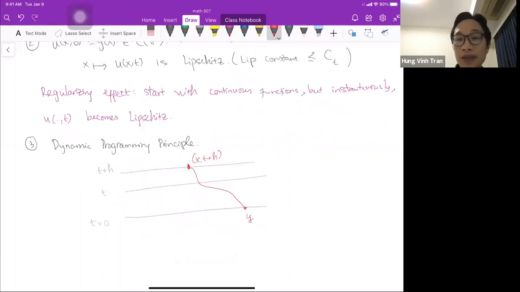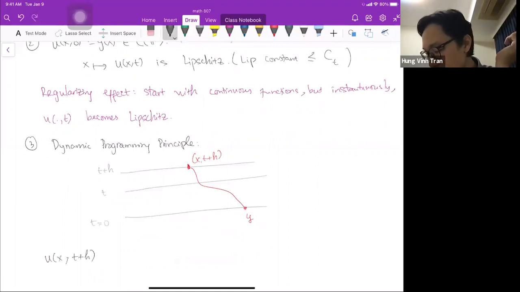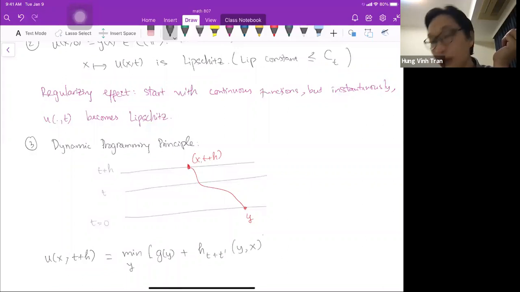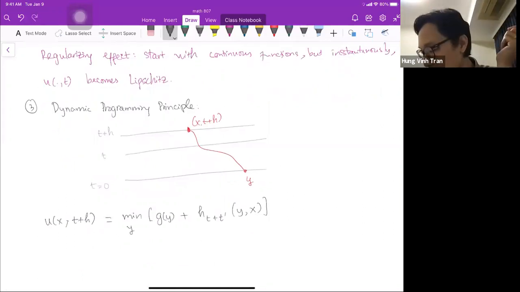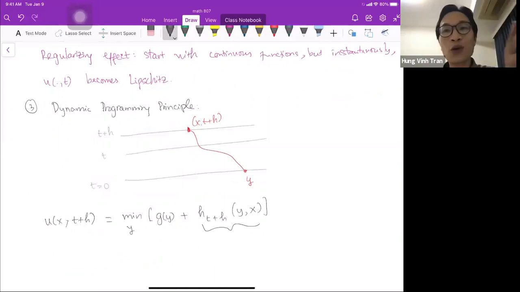The problem about optimizations essentially says that if I want to be optimal, then I should be always optimal. That's essentially the way that people phrase the dynamic programming principle, but I can just write it down. So I have u(x, t plus h) equals the minimum over y of g(y) plus h_t(y, x). Now I'm using the earlier part that we already said about connecting the two, right?